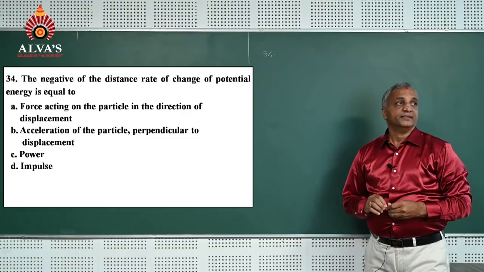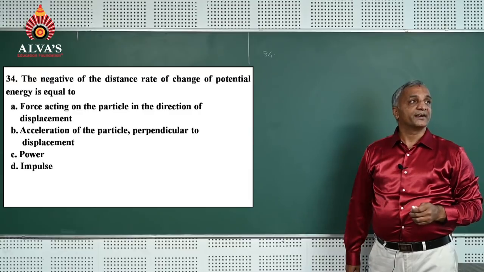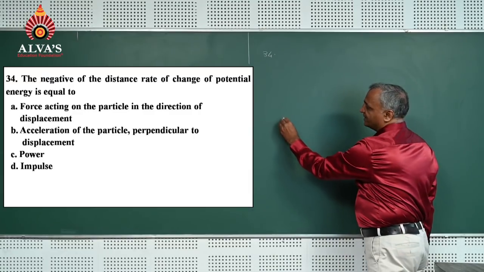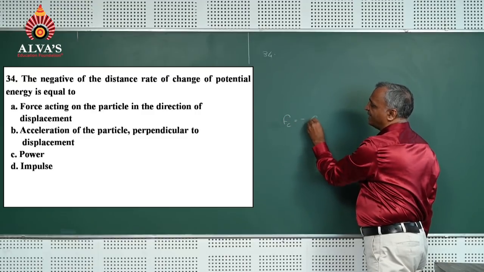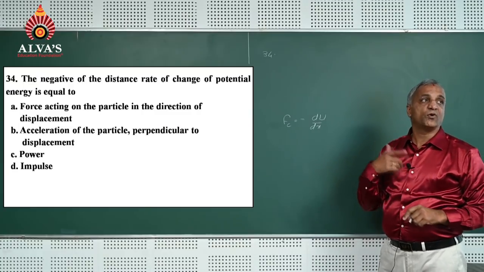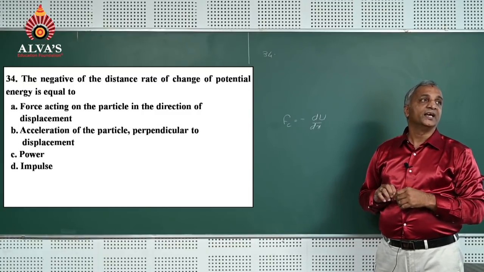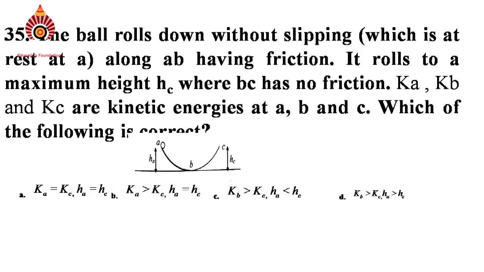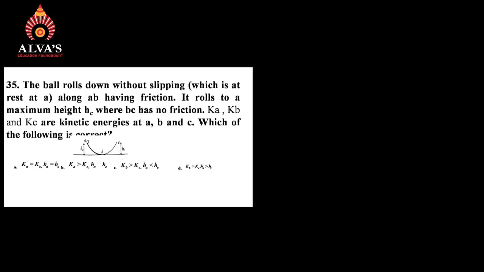Question number 34. The negative of the distance rate of change of potential energy is equal to. So already we know that the conservative force is equal to minus dU divided by dx itself. That's why the force acting on the particle in the direction of the displacement will be the negative distance rate of change of potential energy. So I'll go for option A.